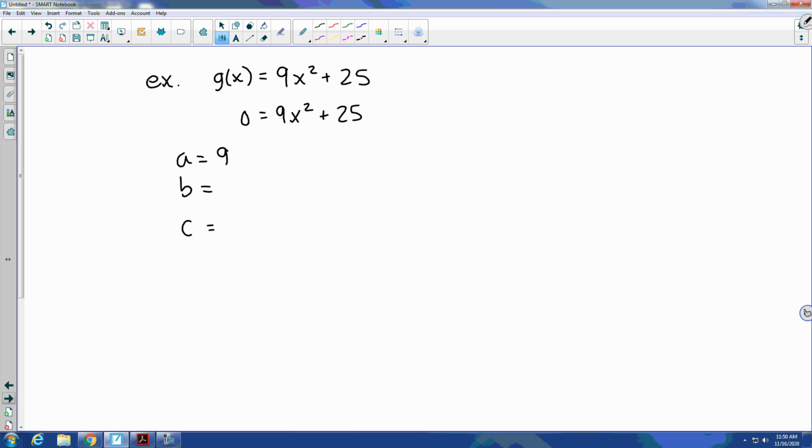Remember, b is the term in front of x, or the coefficient in front of the linear term. There is no linear term, so b in this case is 0, and c is 25. So I just wanted to show this example to point that out.